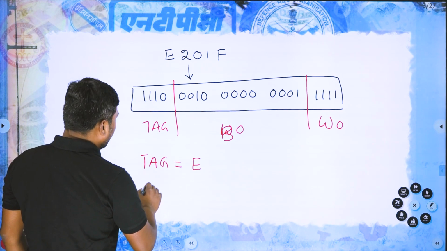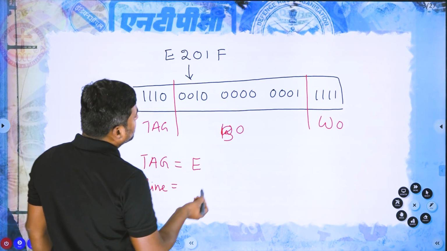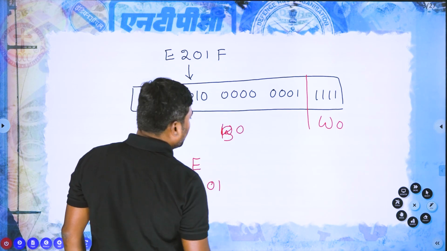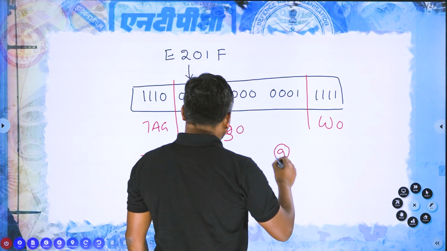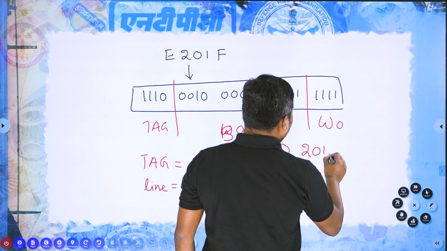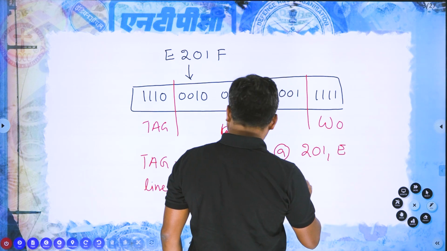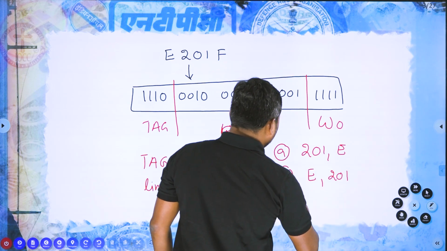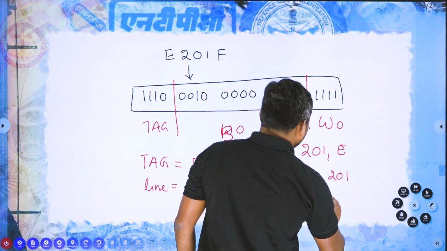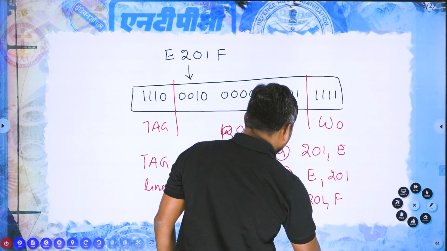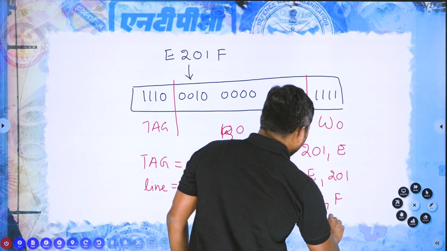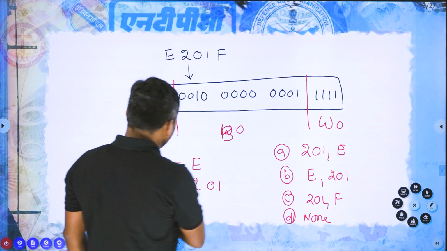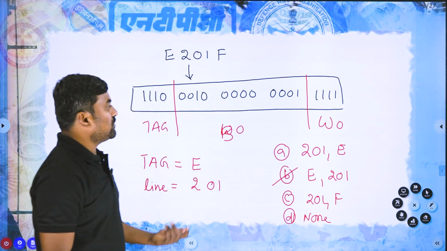Then cache line is nothing but your cache block only. Line address in terms of what? How can we write it? This is going to be 201 only, correct or not? Your options would be like: option A, 201 comma E. Option B, E comma 201. Option C, 201 comma F. Option D, none. If it is an option based question, your answer goes tag plus line, right? Option B is the right answer for this question.